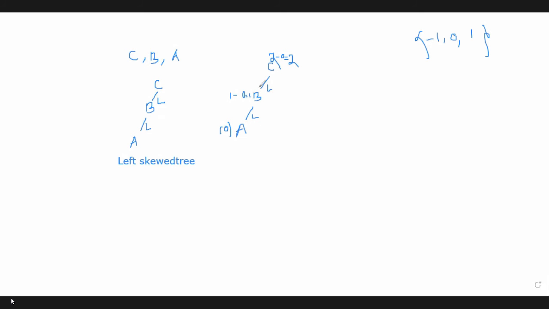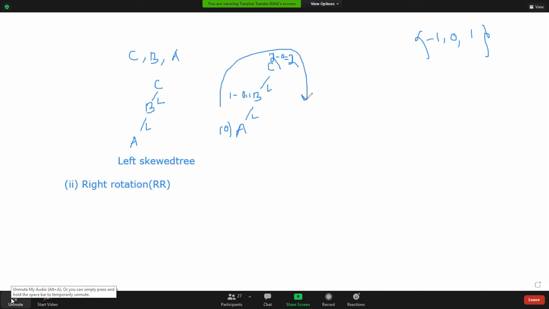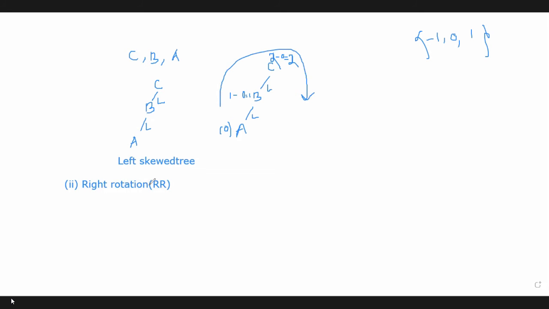Okay, so for making it a balanced tree, we can use the second option, that is right rotation, or RR rotation. This means take some nodes from the left side and add them in the right side. Always the middle one will be taken as the root node. That means C will be added as the right child of B. After applying this right rotation, the new tree will be like this.